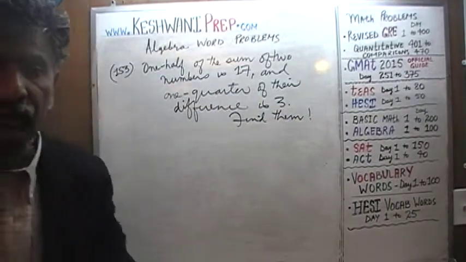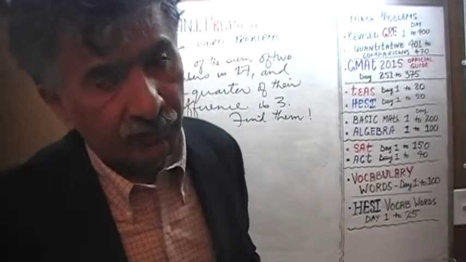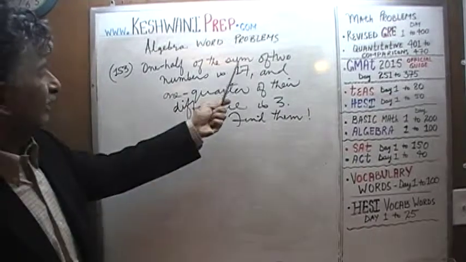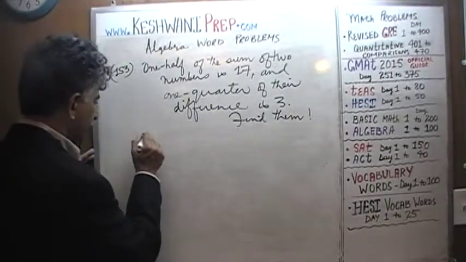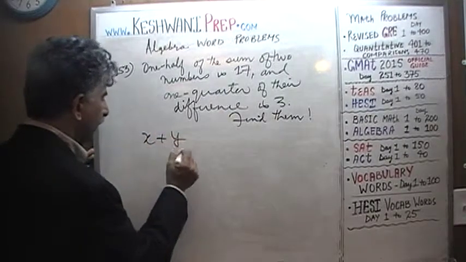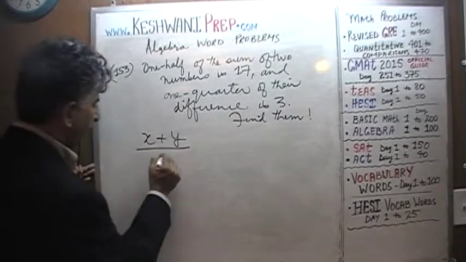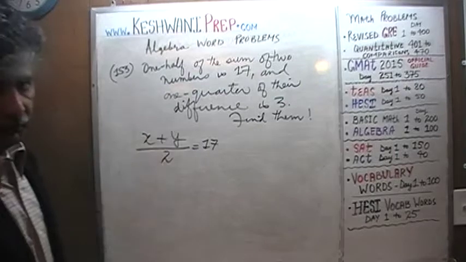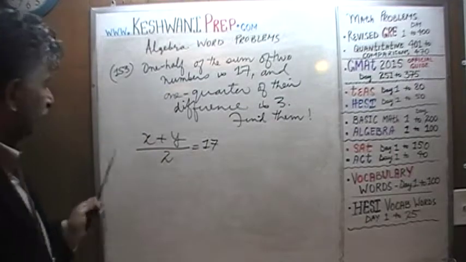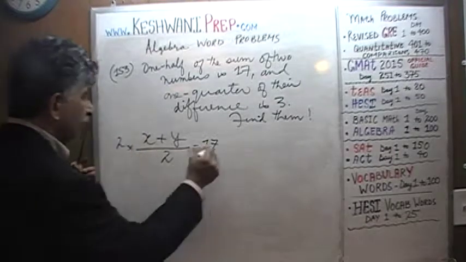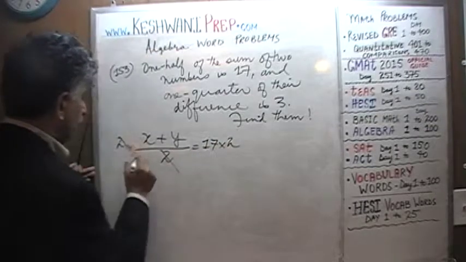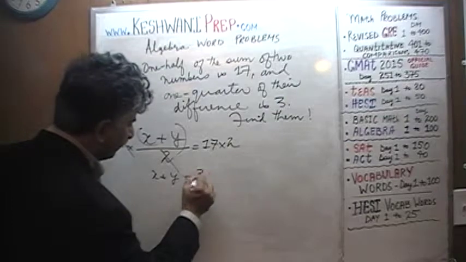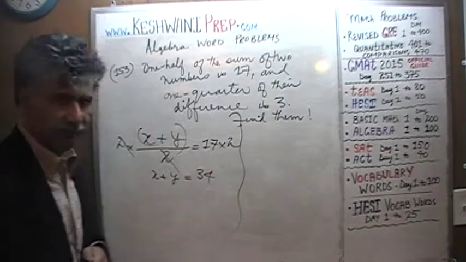We have two straightforward sentences. Those two sentences will give us the two equations that we need, two independent equations. One half of their sum is 17. Let's pretend the two numbers are x and y again. If you take their sum and take a half of that, that we are told is 17. That's our first equation. Let's not leave it like this. Multiply both sides of the equation by 2. The 2 is going to cancel out, and x plus y, we are told, equals 17 times 2, which is 34. That's our first equation.